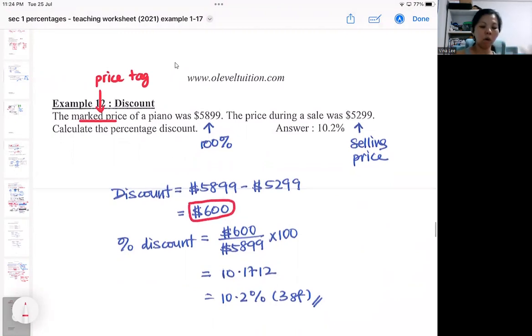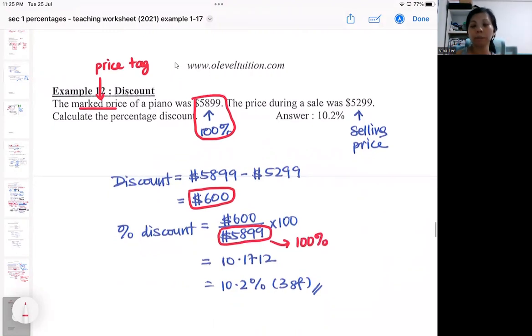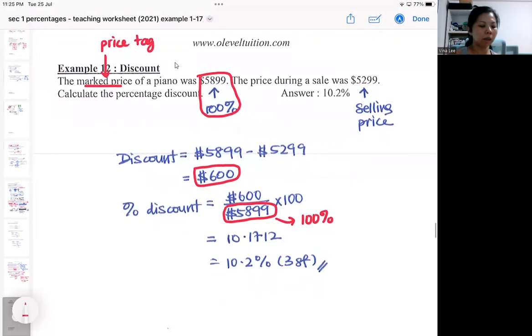Then always divide the discount by the marked price. Like I mentioned, the marked price is 100%. That's why my denominator is 100%. My denominator is always the quantity that is 100%. Then you just punch the calculator. If you're not getting a nice answer, so be it, you convert it to a 3 SF answer. That is the idea of a discount.